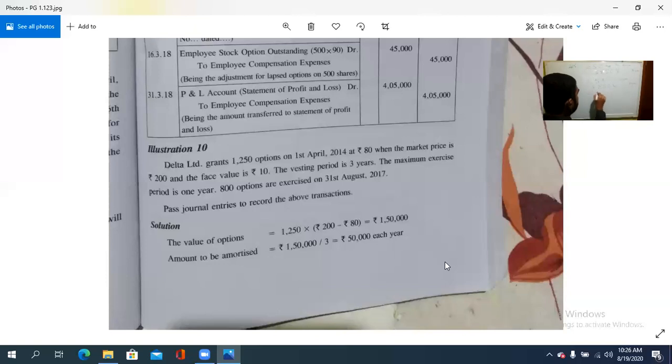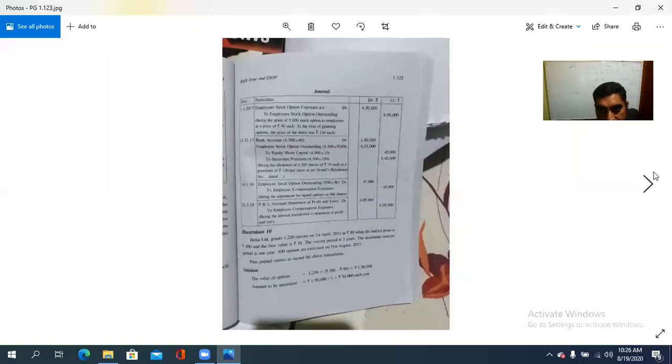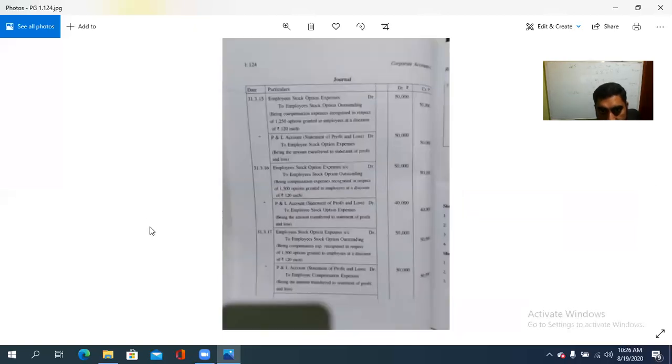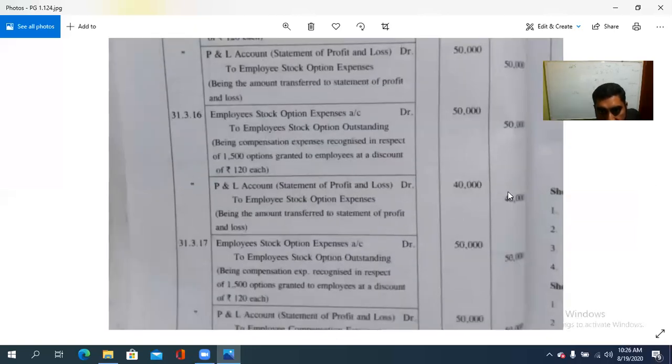Second year, 2016, the same entry: ESOP expenditure debtor, 50,000, to employees stock option outstanding. How much? 50,000. Then the same entry, P&L account debtor to. In this question, in the text, there is an error. This amount is supposed to be 50,000; it is printed as 40,000, a printing error. So P&L account debtor to ESOP expenditure, how much? 50,000. This is the second entry.